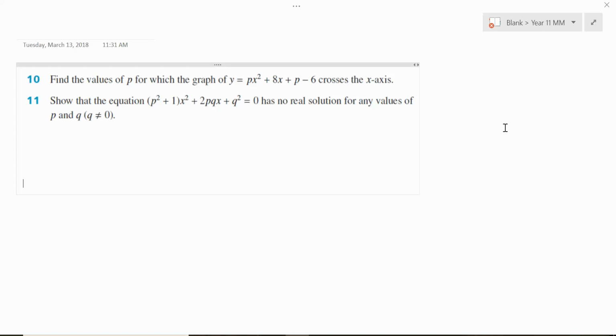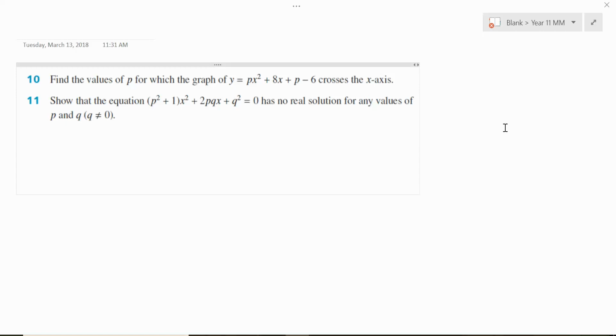Alright, year 11s, back again. I'm doing questions 10 and 11 of exercise 3I, mainly just to help you do the next few questions, like 13, 14, 15, 16, 17. If you watch each one and you're doing them, hopefully by now you'll get an idea of what you need to do.